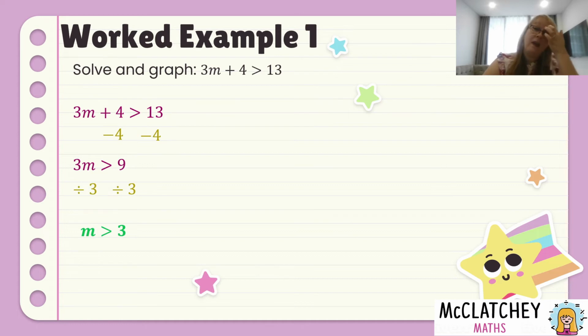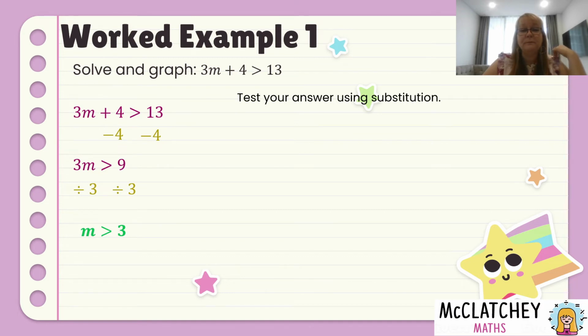Now here is where I should check my work. Always a good idea. So what I'm going to do is substitution. Now normally if I was solving an equation, I would simply be putting 3 back into here. 3 times 3 makes 9 plus 4 makes 13. And if it was an equation, it would be 13 equals 13, and I know I've done it right. However, it's a little bit different with inequalities because 13 is not greater than 13. 13 is 13.